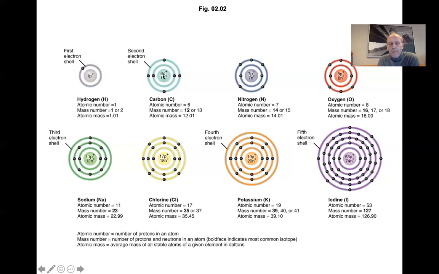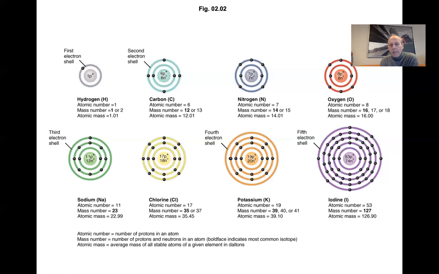Carbon, made of 6 protons and of course 6 neutrons, has 6 electrons that need to circle. First electron shell has 2, second electron shell has 4. Nitrogen, with 7 protons in the nucleus, has 7 electrons, 2 in the first, 5 in the second electron shell. Oxygen, with 8 protons, has 8 electrons, of which the first 2 are in the first electron shell, and then 6 more in the second electron shell.